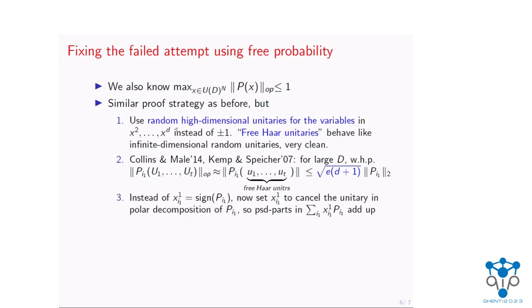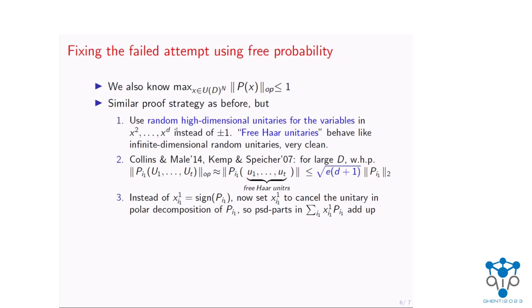And lastly, I have to tell you how to choose the variables in the first block, which previously we chose as pluses and minuses to get absolute values. Now we need to do the analog of that for large dimensional matrices. And what we do is we take the polar decomposition of the matrix PI1 after this choice of variables, and we sort of cancel the unitary in that polar decomposition by our choice of xi1.